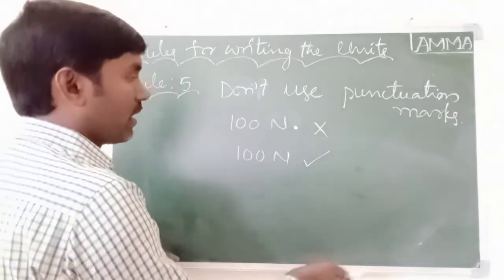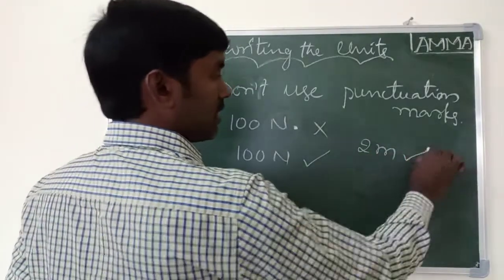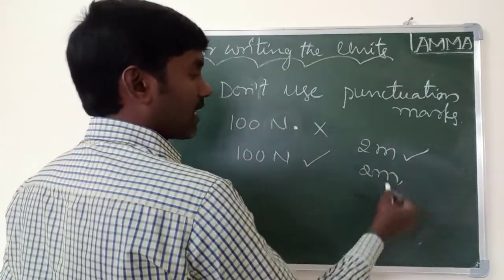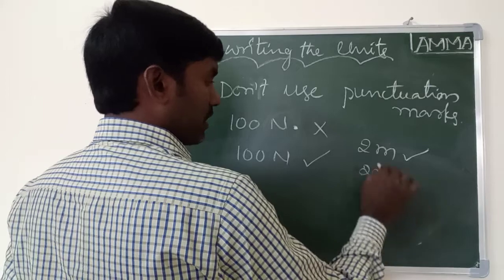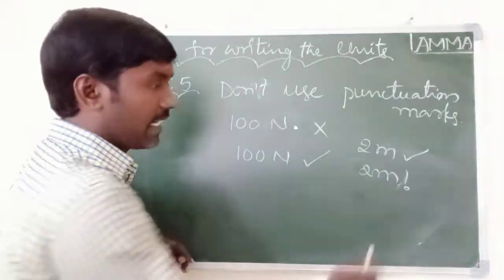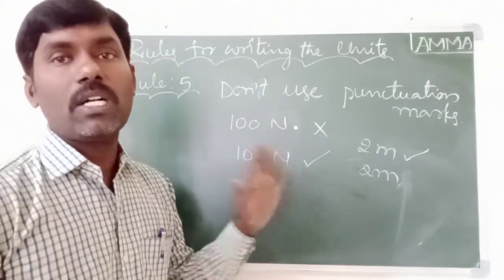For suppose, one more example, 2 meters are there. 2 m is correct, but after the unit we don't put any full stop or commas, apostrophes, or exclamations like that. This kind of punctuation we don't use after we write the symbol of the unit. This is rule number 5.